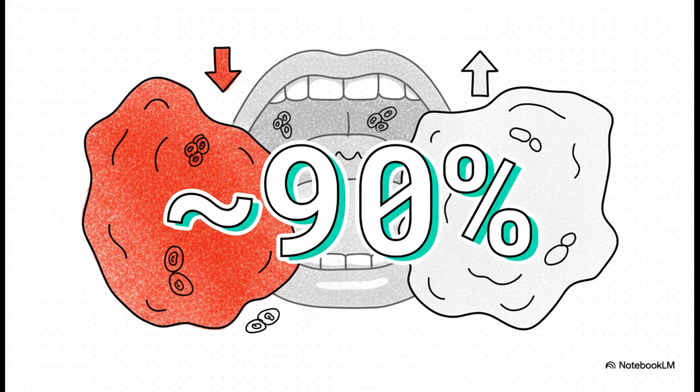And what about erythroplakia? Well, that number pretty much says it all. About 90%. Let that sink in. That's the percentage of these red lesions that will show severe dysplasia or carcinoma in situ on biopsy. This isn't a variable risk, it's practically a certainty. A red patch is a red flag.